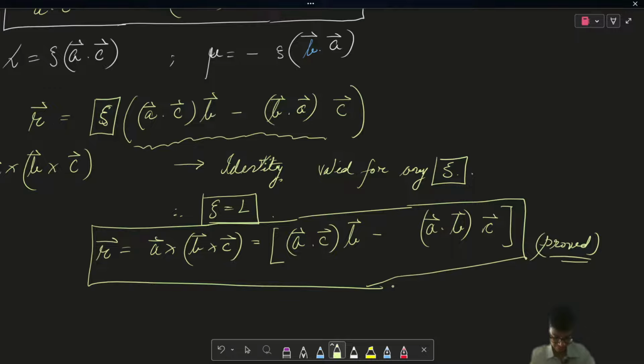I hope this part is clear. Alright, is this part clear to all of you? So this is how we can prove the result for vector triple product. Alright, this result is very important and it is going to be very handy when we will solve the questions.